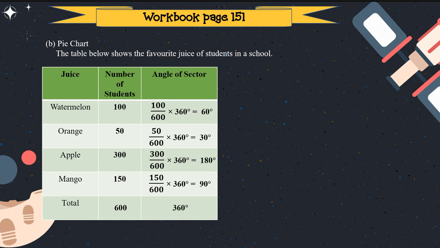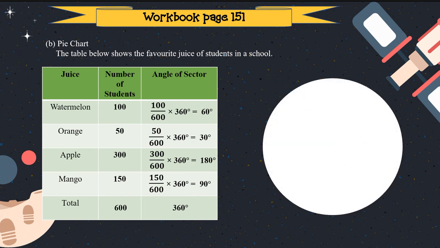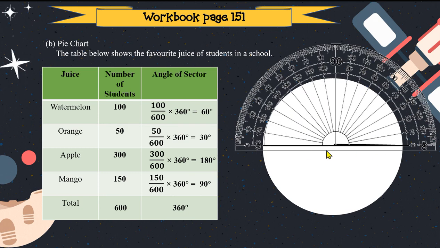Okay, now we can construct the pie chart. So first you draw a circle like this. After you draw a circle, you draw a line anywhere you like from the middle of the circle to the end of the circle. So you draw a line like this. Why? Because we want to put a protractor on this line. So you put a protractor like this.